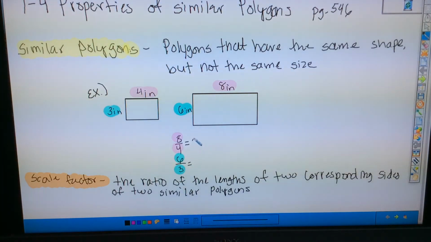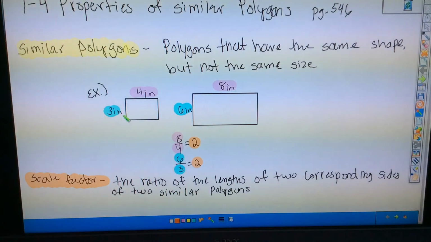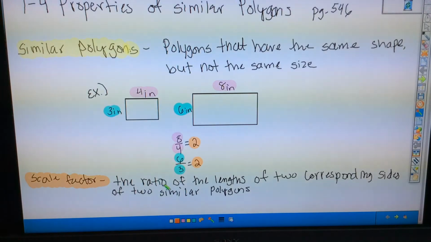So let's go ahead and reduce this. 8 divided by 4 is 2. 6 divided by 3 is also 2. So that's our proof that they're similar. Here's our scale factor. Scale factor is 2 in this case. It's the ratio of the lengths of two corresponding sides of two similar polygons. In other words, what did we multiply these dimensions by to get to these dimensions? Well, we multiplied by 2. 3 times 2 is 6. 4 times 2 is 8.